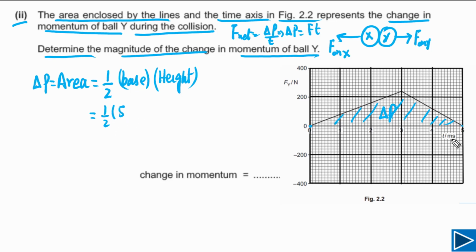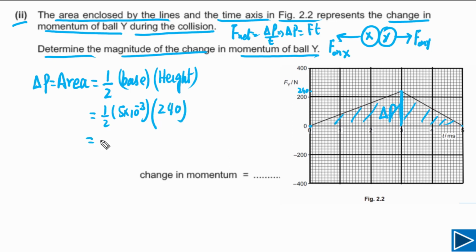But the unit of time is milliseconds. So we have to multiply with 10 to the negative 3. Next one is the height. So height you can find from here. So this is the height of this triangle, and this is equal to 240 newtons. So simply we have to multiply this one with 240 newtons.